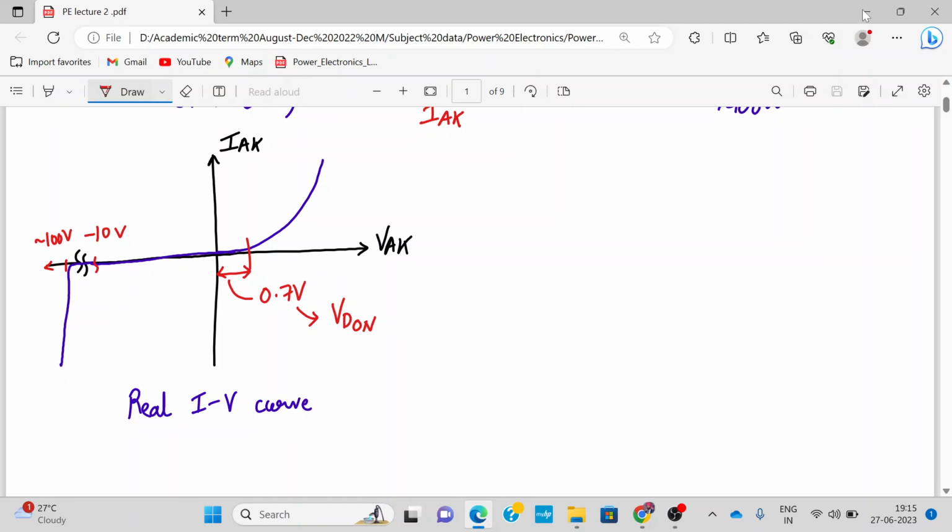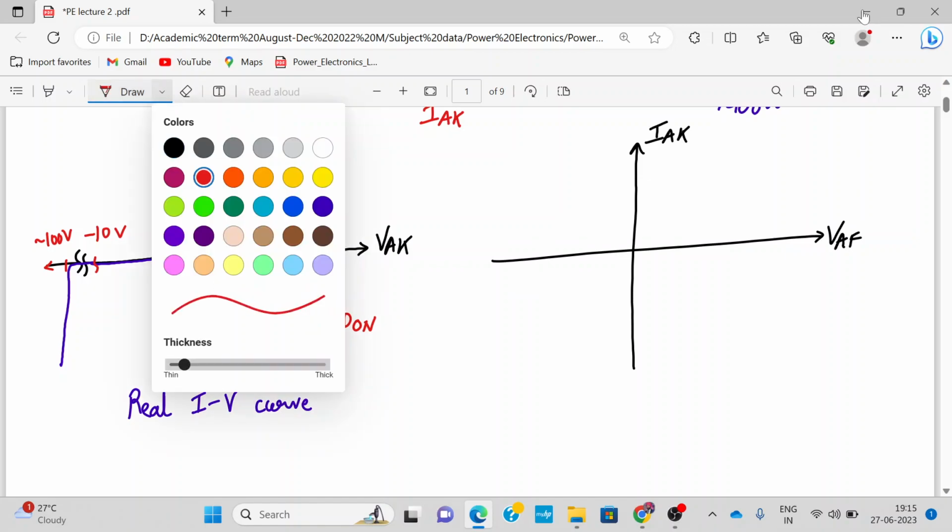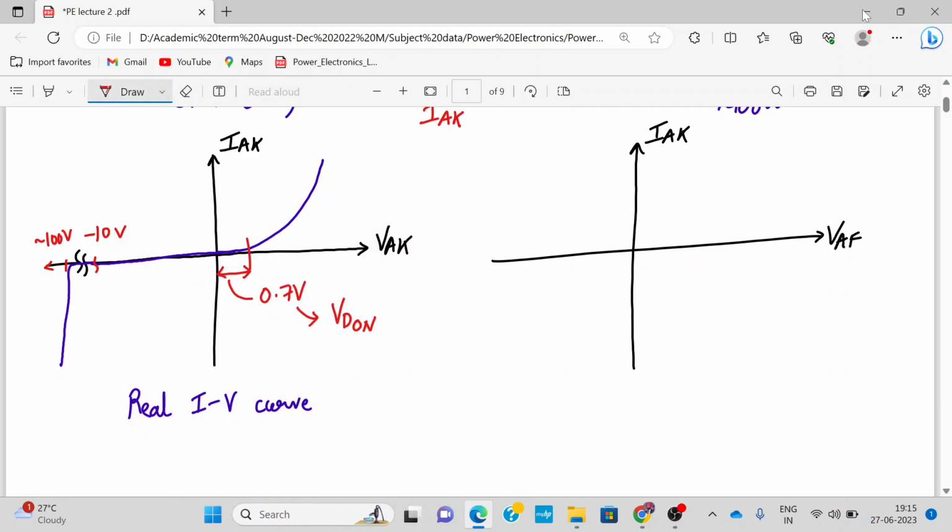Now compared to this, we also draw the ideal IV characteristics of the diode. So let's see how the ideal IV characteristics look. Let's draw the axis. This is VAK, and this is the anode to cathode current graph. Now in case of an ideal diode, we consider that when the diode is on, the voltage drop across the diode is almost non-existent, that is zero. So whenever the voltage VAK is positive, the diode is forward biased and starts conducting. Ideally it looks like this. So this is when the diode D is on.